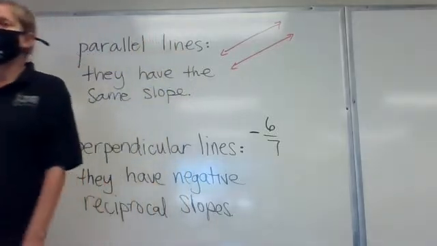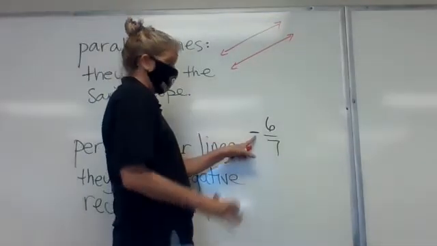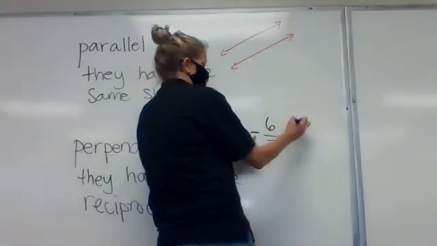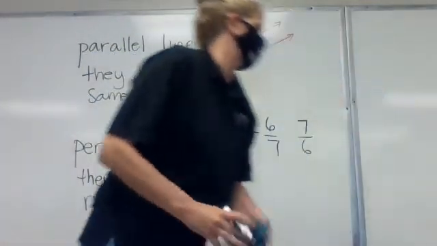So if that's one of the lines' slopes, positive 7/6, right? Opposite sign, so now the other one's going to be negative. Flip that upside down to be 7/6. Good. So that's another example.